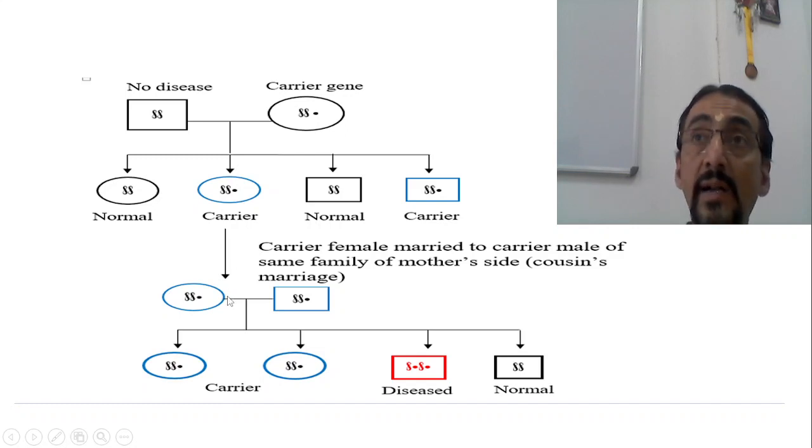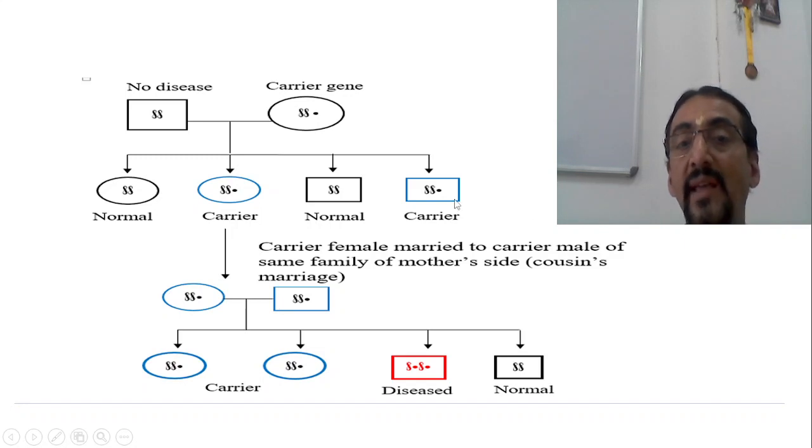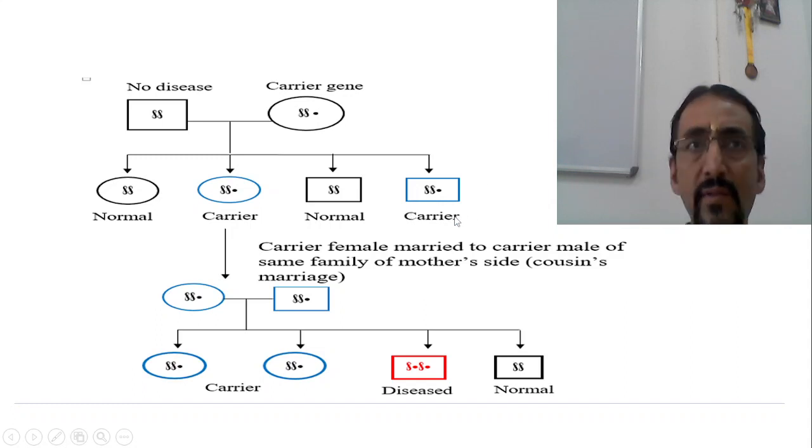After two generations, her granddaughter is married to the grandson of this carrier. Okay, grandson of this male. After two generations, there's a difference of 80 or 90 years. So, the grandson of this particular carrier male.